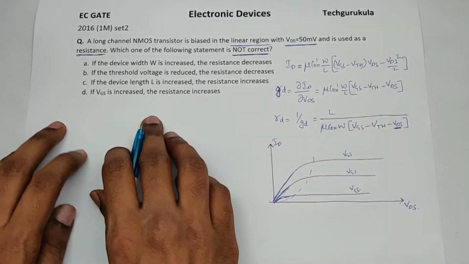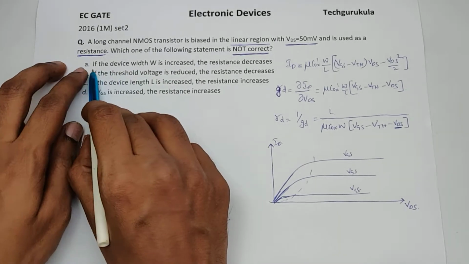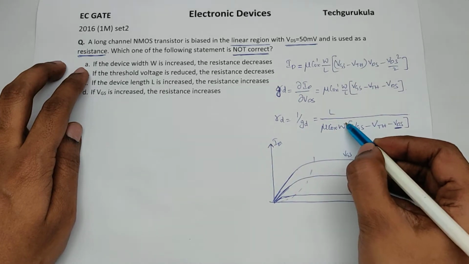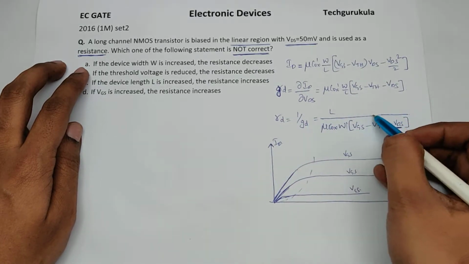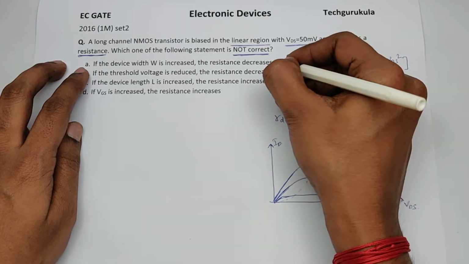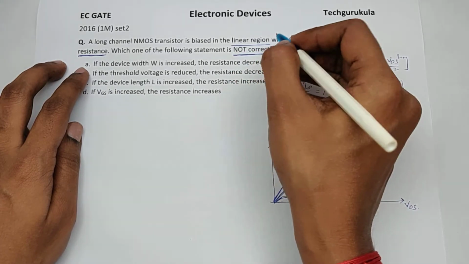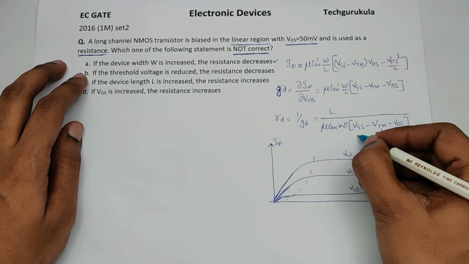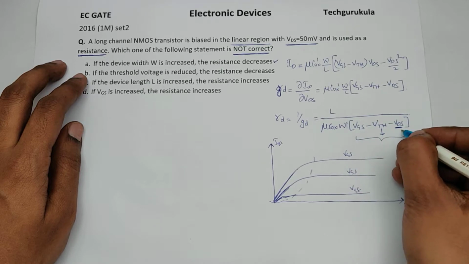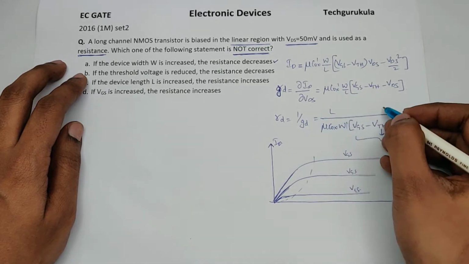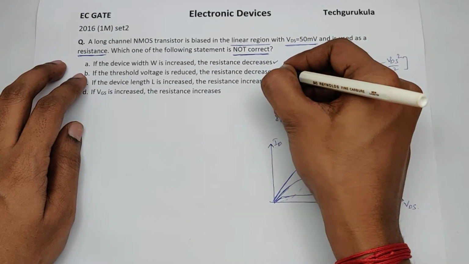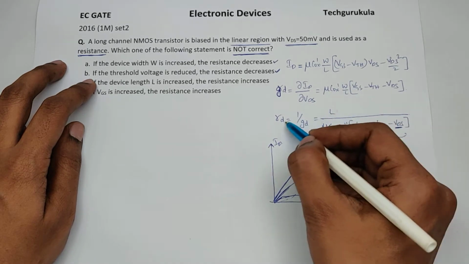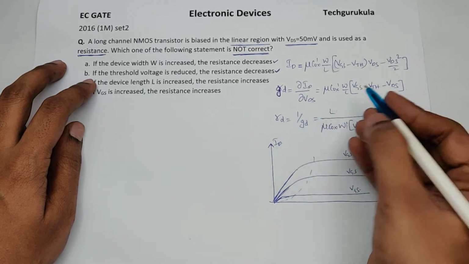Now let's find out which of the options is not correct. Let's see the first option. If the device width W is increased, resistance decreases. If W increases, definitely this entire term would decrease, which means RD decreases. So this statement is correct. We are supposed to find which is not correct. If threshold voltage is reduced, this term would increase, then the entire expression would decrease, so the resistance will decrease, correct. Third, if device length L is increased, resistance will increase. So that is also correct.